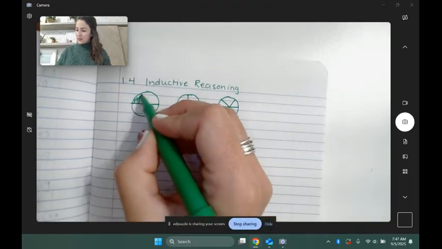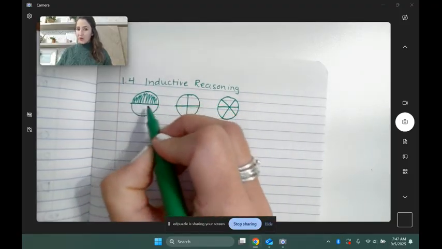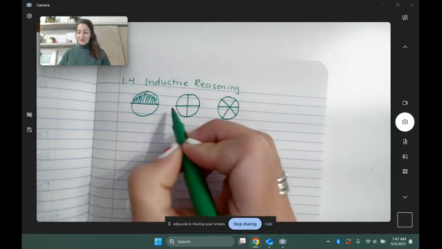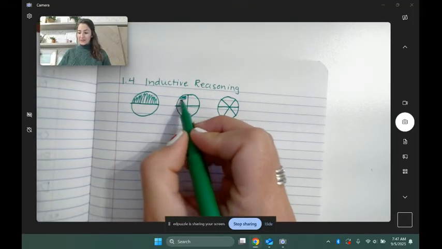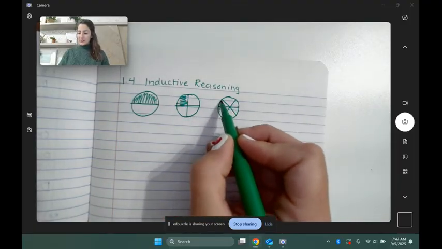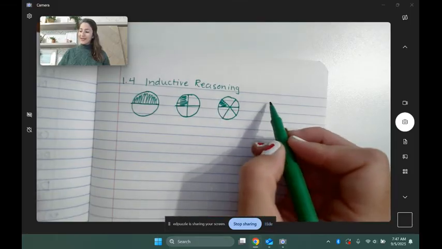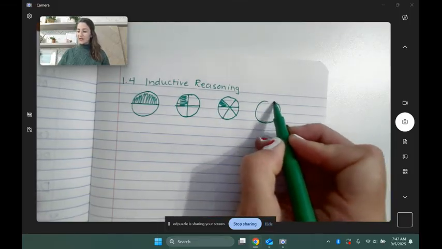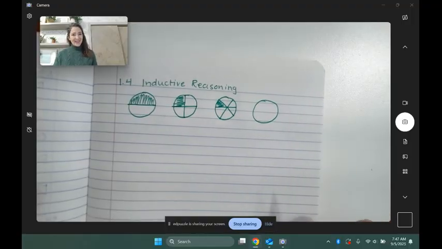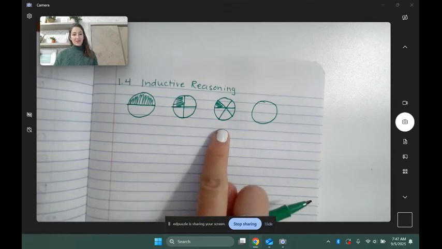All right. So I'm going to draw 3 circles. I cut 1 in half. Another circle, I put this into 4 pieces. I'm going to color in this side. And then this circle I cut into 6 pieces. And inductive reasoning, I want you to take a moment and think about what is going to go in the next circle. Notice the pattern you're seeing.